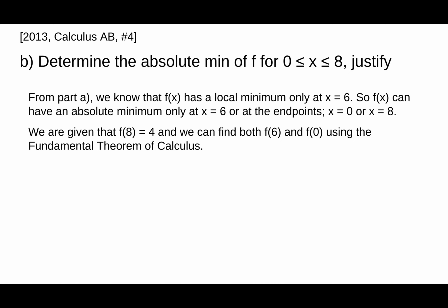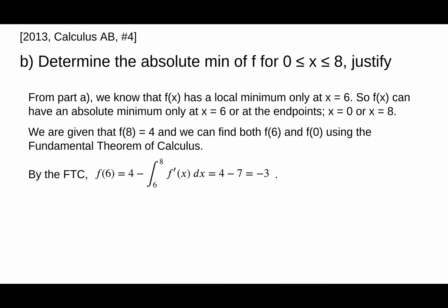We just have to find the other two and compare to 4. We can find f of 6 and f of 0 using the fundamental theorem of calculus. All right. On the graph of f prime, we are given specifically and explicitly the areas of the different regions bounded between f prime and the x-axis. So even though we're going to be using definite integrals, we actually have all those areas provided for us.